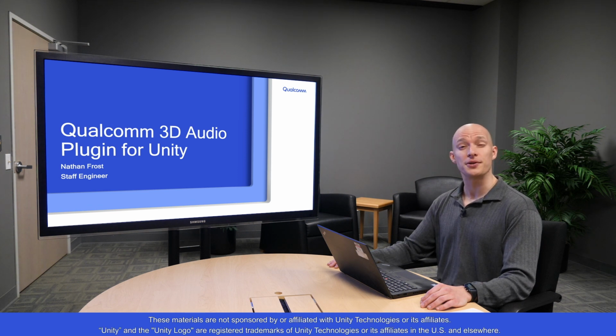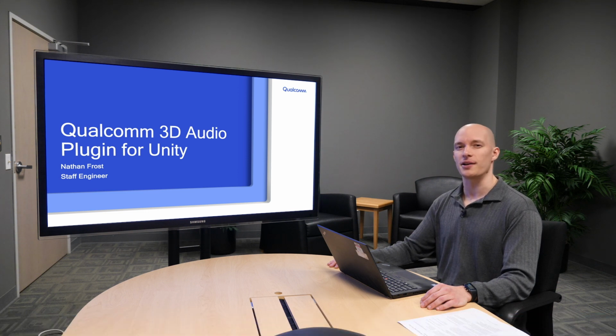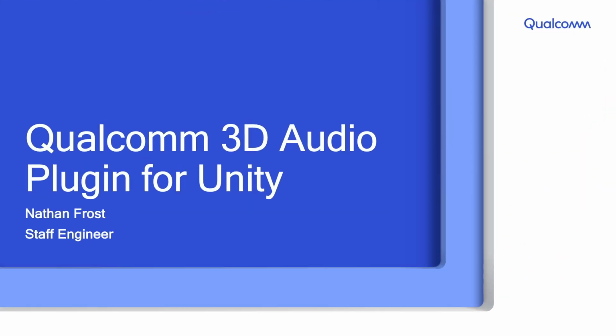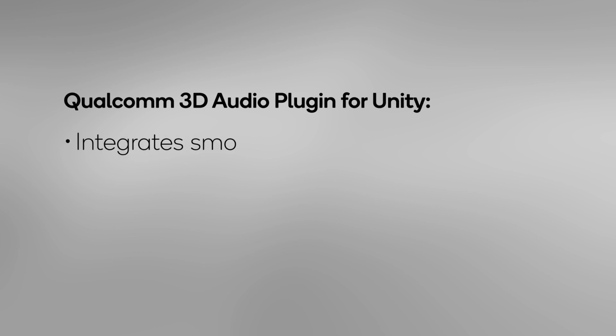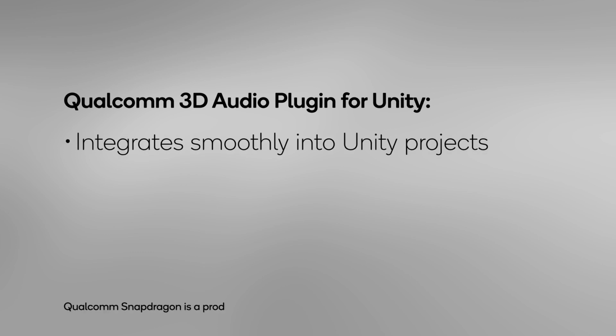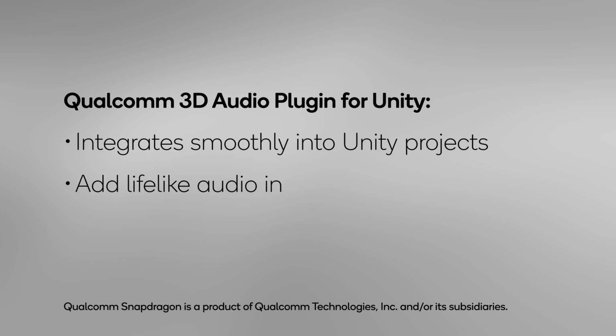Today I'll show you how you can use the Qualcomm 3D Audio plugin for Unity, a binaural spatial audio plugin for creating immersive XR, AR, and VR experiences in games. The plugin is designed to integrate smoothly into Unity projects to provide superior performance on Qualcomm Snapdragon-powered devices. It's ideal for easily adding lifelike audio to lifelike video playing in VR headsets, so that sound objects follow users the way they do in the real world.